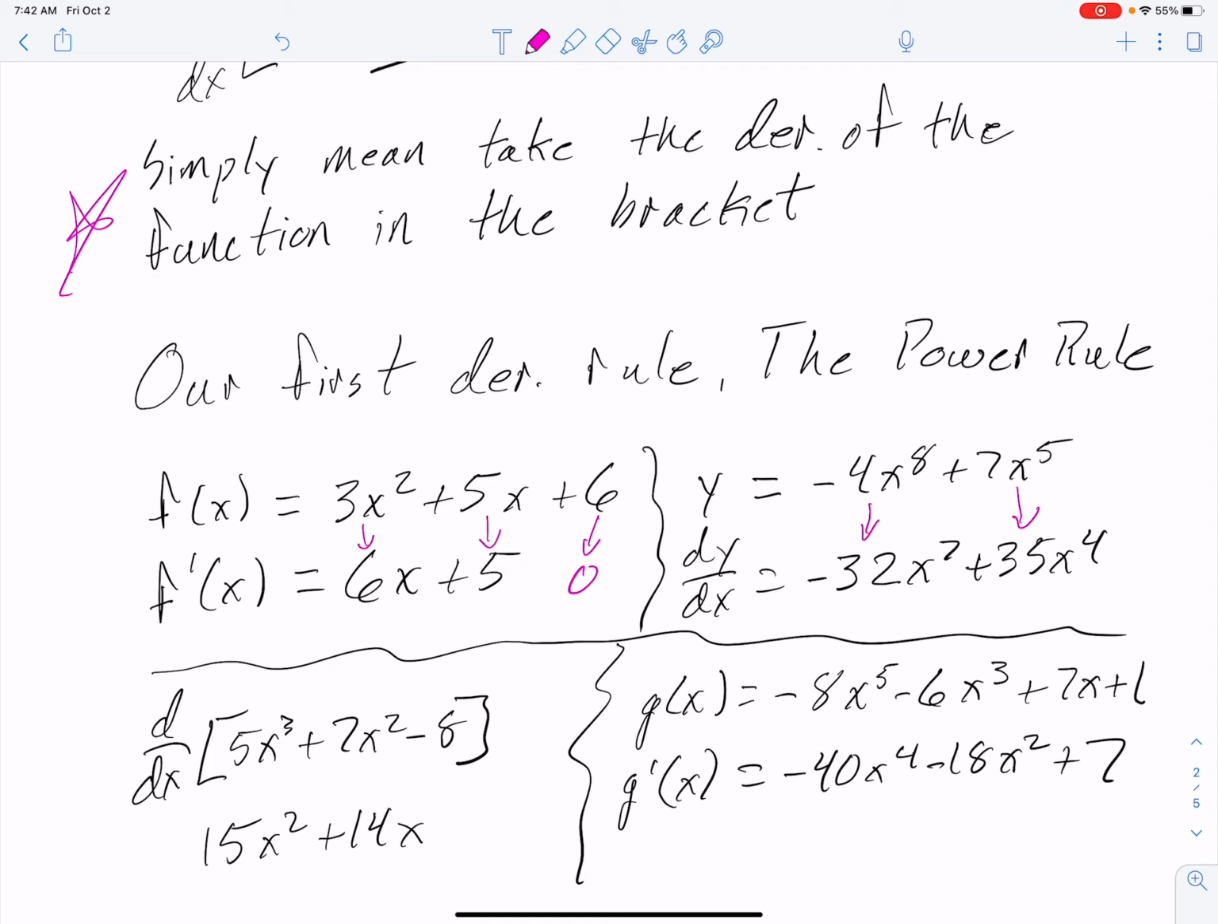Or my d/dx of 5x cubed plus 7x squared minus 8. My derivative for 5x cubed is 15x squared. My derivative for 7x squared is 14x. My derivative for 8 is 0. And then finally, for g of x, my derivative for negative 8x to the 5th is negative 40x to the 4th. My derivative for negative 6x cubed is negative 18x squared. My derivative for 7x is just 7. And my derivative for 1 is 0.